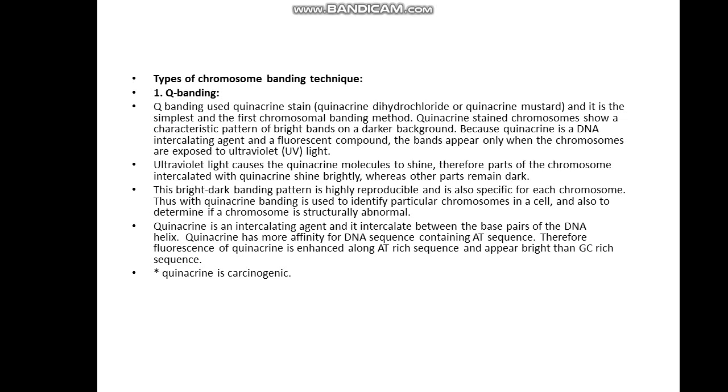The bright dark banding pattern is highly reproducible and is also specific for each chromosome. Thus, quinacridine banding is used to identify particular chromosomes in a cell and also to determine if a chromosome is structurally abnormal. Quinacridine is an intercalating agent, as we have discussed. So it intercalates between the base pairs of the DNA helix. It has more affinity for DNA sequences containing AT sequences, that is adenine and thymine. Therefore, fluorescence of quinacridine is enhanced along AT-rich sequences and appears brighter than GC-rich sequences. Quinacridine is a carcinogenic compound.